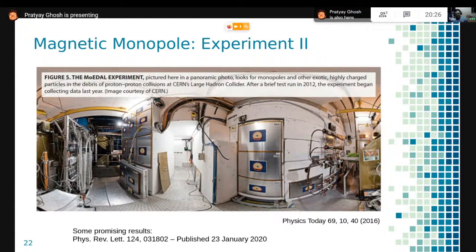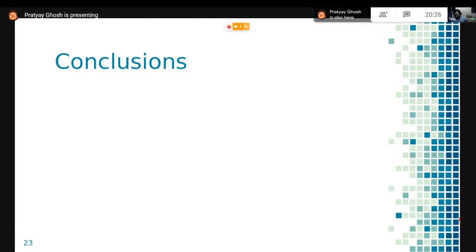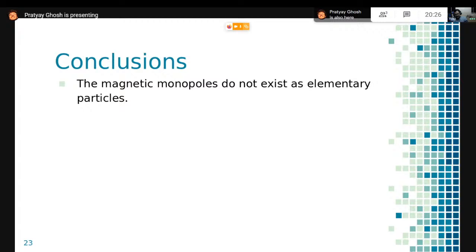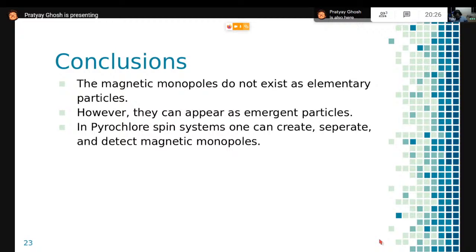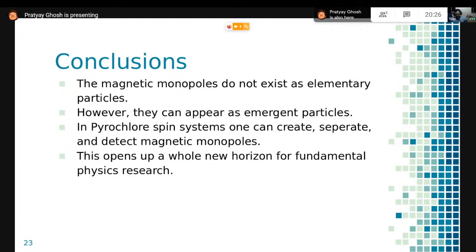So I have come to the end, and what I want to say is to conclude. First of all, magnetic monopoles are not elementary particles, but you can see them as emergent particles, and that helps us. Pyrochlore is such a system where you can create monopoles. The pyrochlore can possess monopoles, and then you can separate them, and you can have different experiments in detecting them.